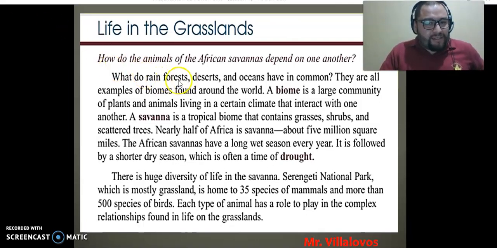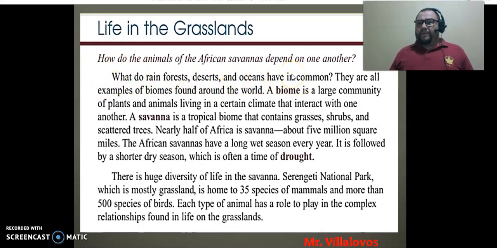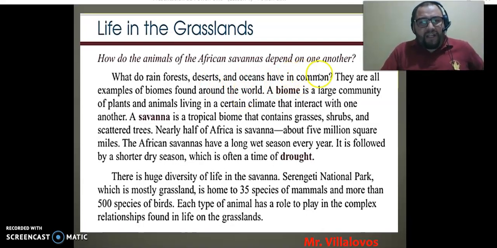What do rainforests, deserts, and oceans have in common? Totally different places, right? But they have something in common. They are all examples of biomes found around the world. A biome is a large community of plants and animals living in a certain climate that interact with one another. Super clear, the definition of biomes. You have to read it, you have to learn it. It is coming in the quiz.